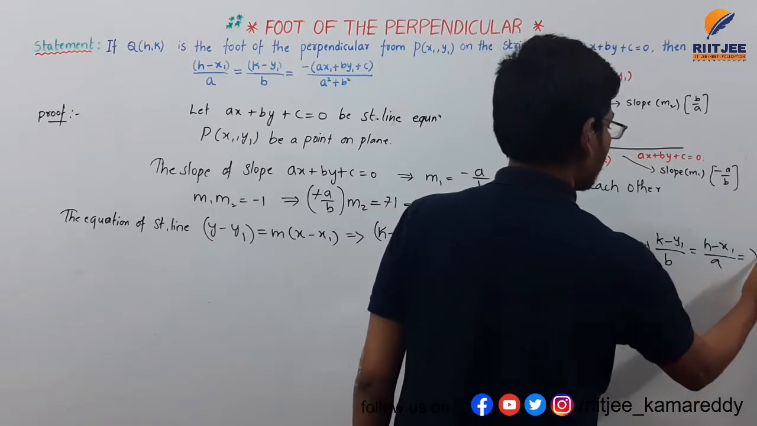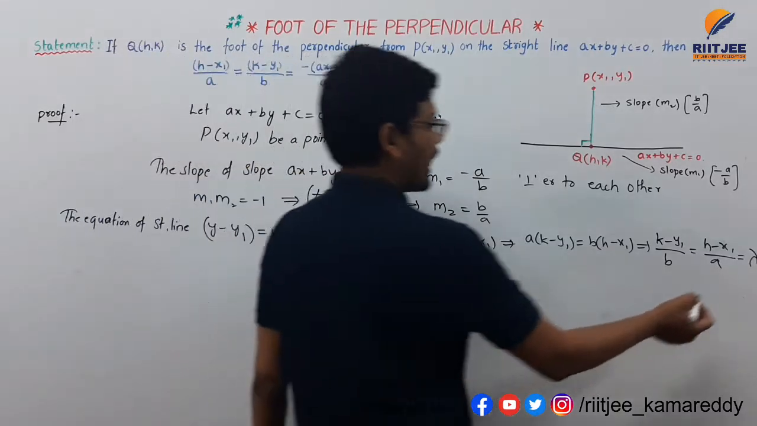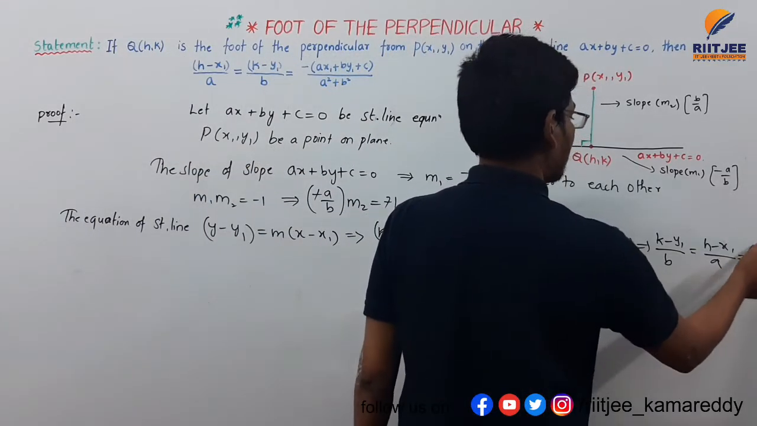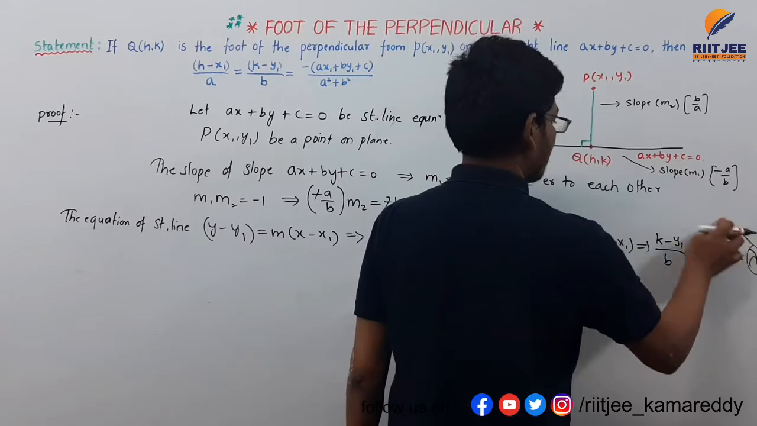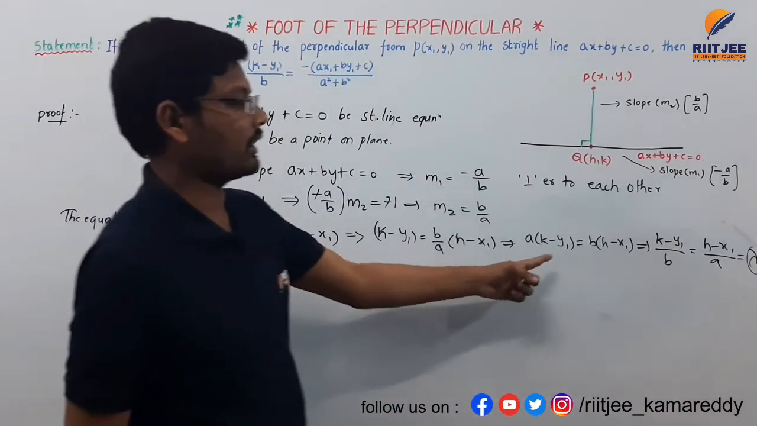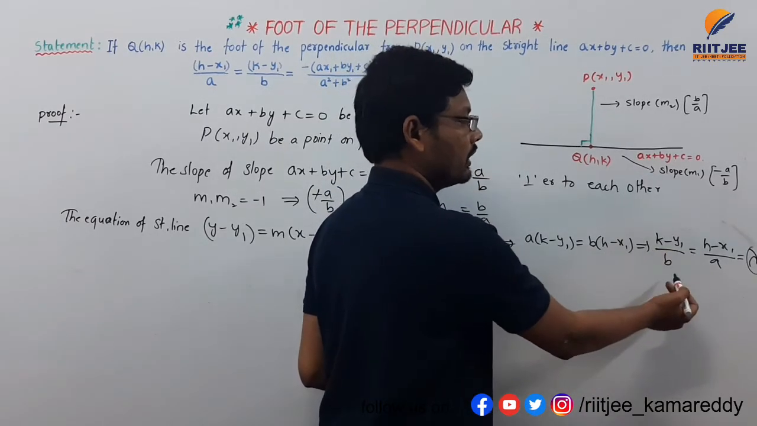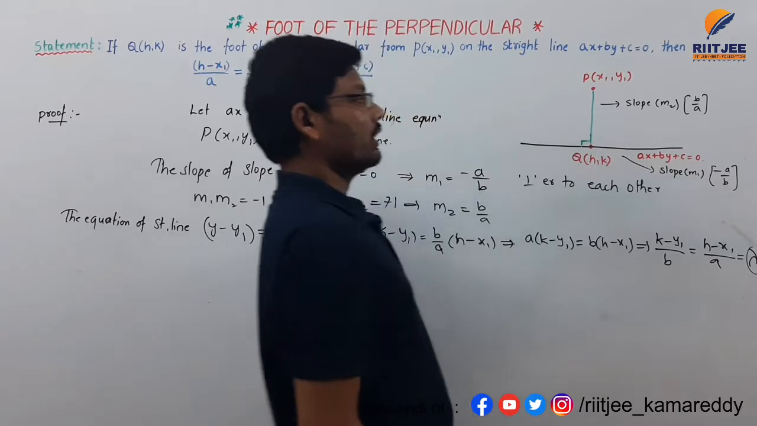So this can be considered as lambda. I am taking a parameter lambda here. So a of k minus y1 is equal to b of h minus x1, that is k minus y1 by b is equal to h minus x1 by a.